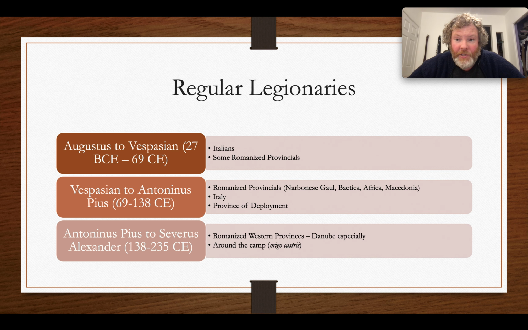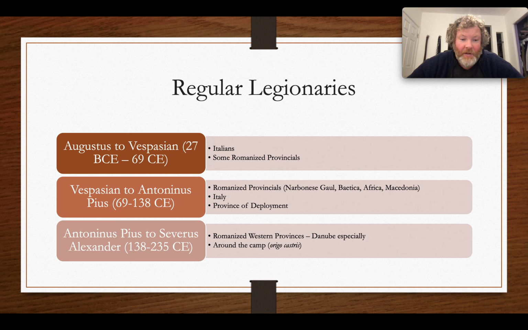As far as regular legionaries, so these are not centurions, in the period from Augustus to Vespasian, so roughly 27 BCE to 69 CE, there are a lot of Italians, though we also find some Romanized provincials, again from Gaul and some other places. As we shift from Vespasian, the Flavians, to the middle of the 2nd century, the period of the 5 good emperors, we find Romanized provincials from places like Narbonese Gaul, Baetica in Spain, Africa, Macedonia over in the east, Italy, and depending on the context, the province of deployment.